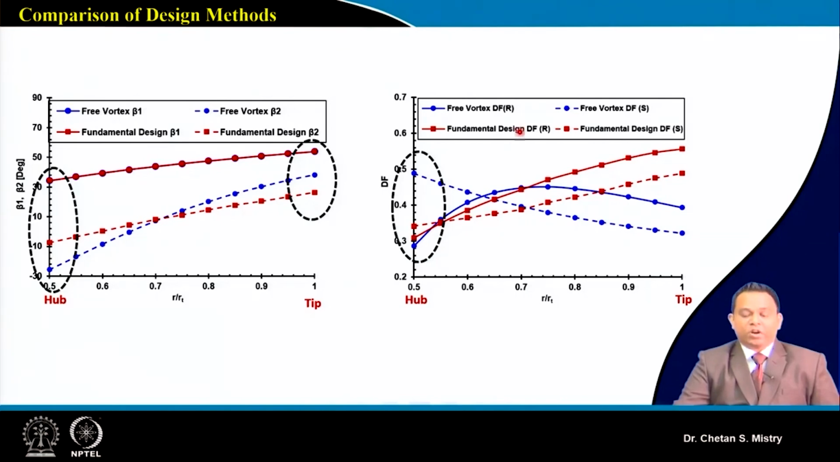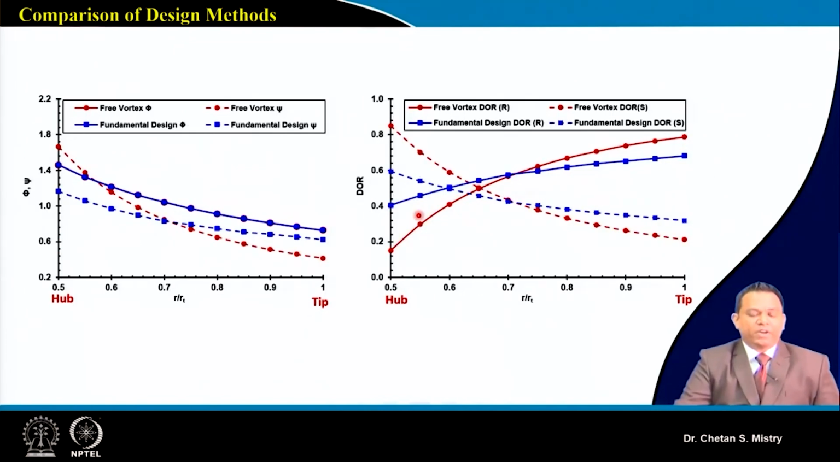Now for our fundamental approach, we can understand that we have designed for tip loaded, and it is reflecting here. What it says is that my diffusion factor for both rotor and stator is higher near the tip region. So this is one of the important observed parameters: what is happening with your delta beta, and what is happening with your diffusion factor.